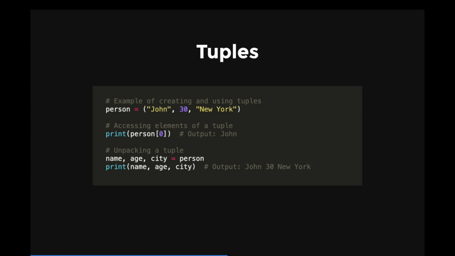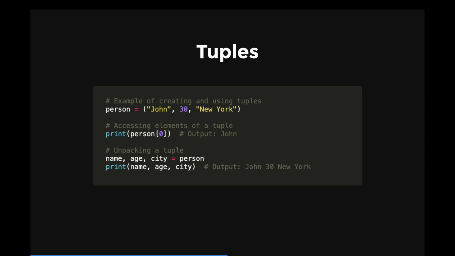Tuples. Tuples are similar to lists but are immutable, meaning you cannot modify them after they have been created. Tuples are often used to store collections of related data. So for example, I'm creating a person tuple and assigning the values John, 30 and New York. The difference here is that it's not square brackets, it's round brackets. And you can access the elements by saying print person[0] and you'll get the output John.